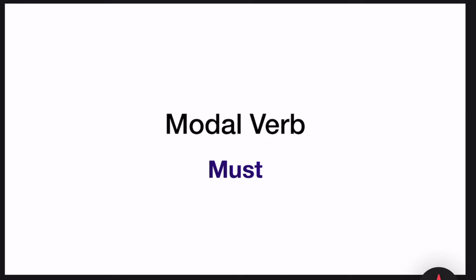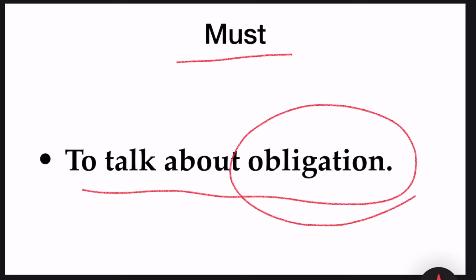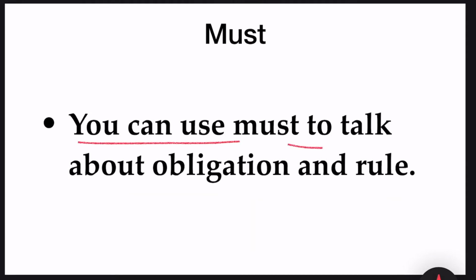Today's lesson we are going to discuss the modal verb must. In this class, you are going to learn about the different meanings of must and how to use the modal verb must in English. Must, to talk about obligation. Must is used to talk about obligation. You can use must to talk about obligation and rule.